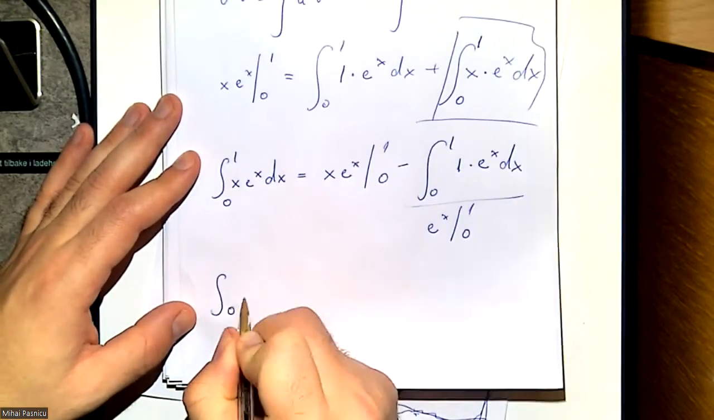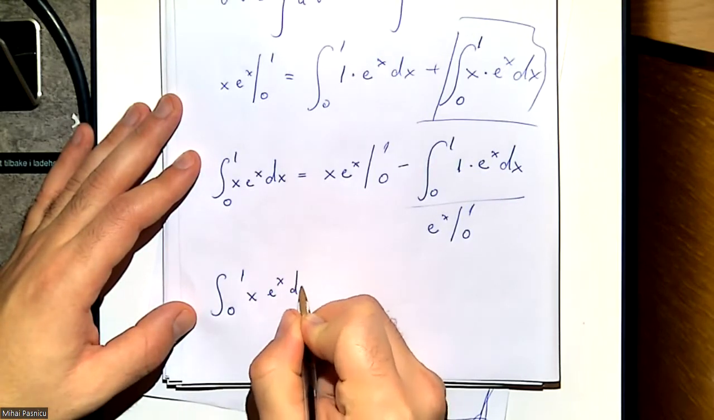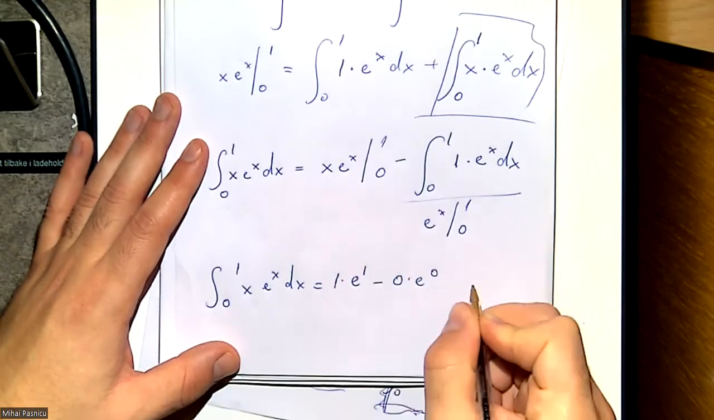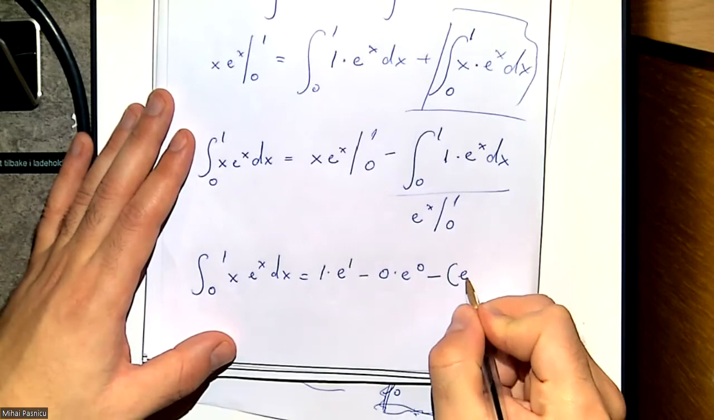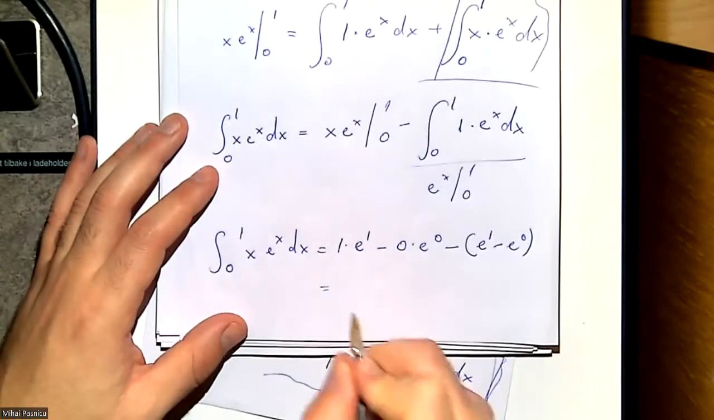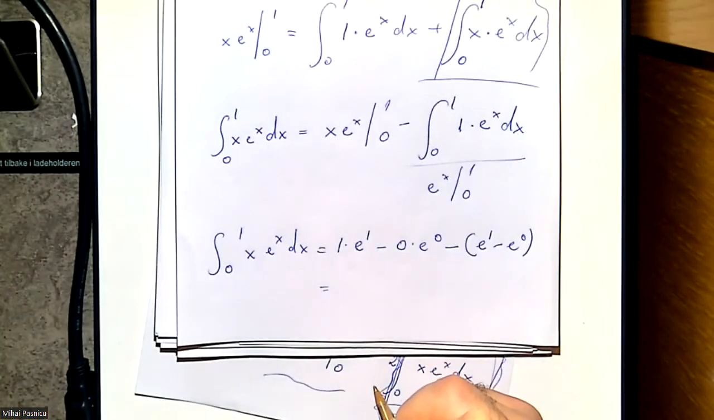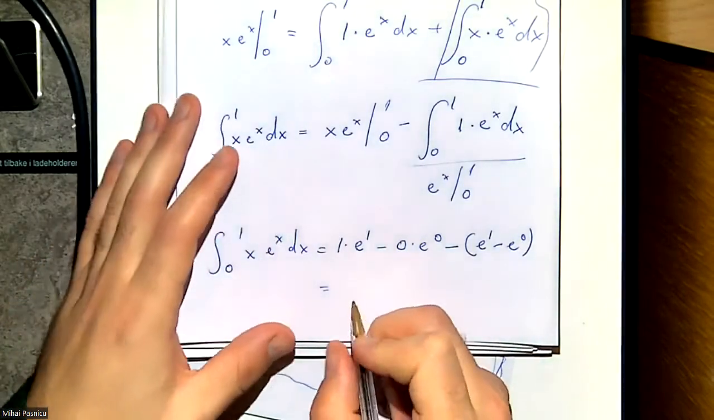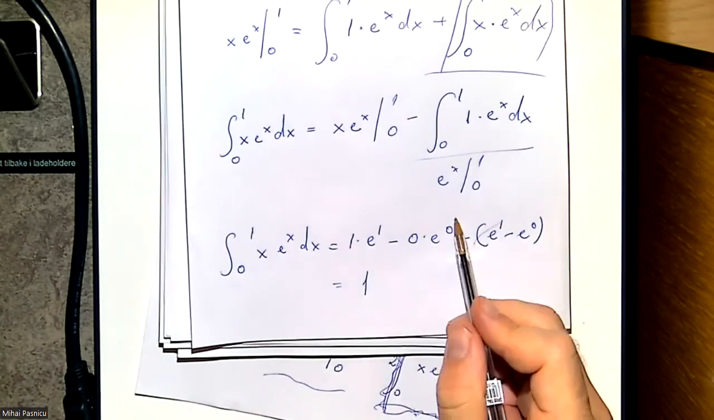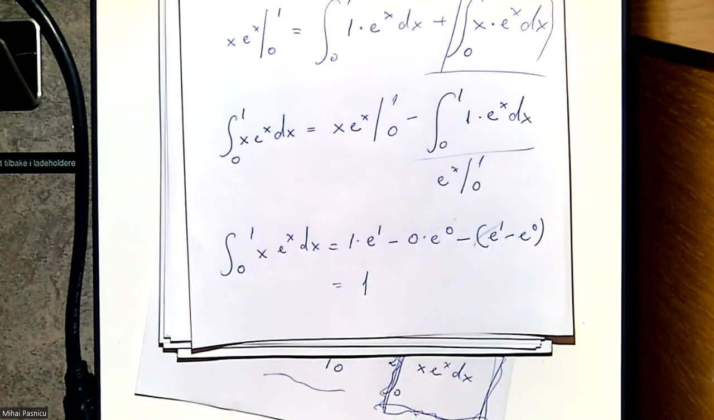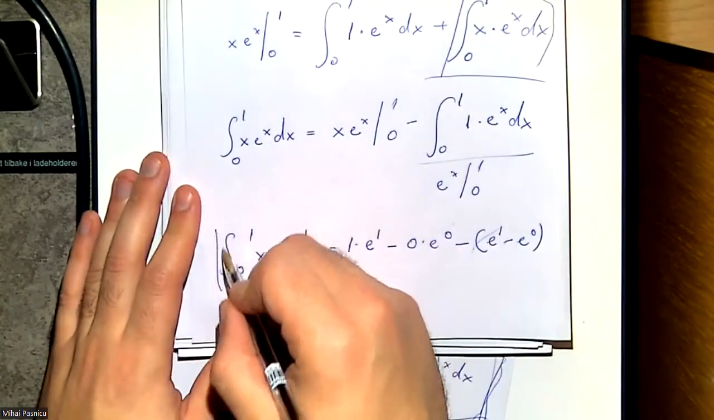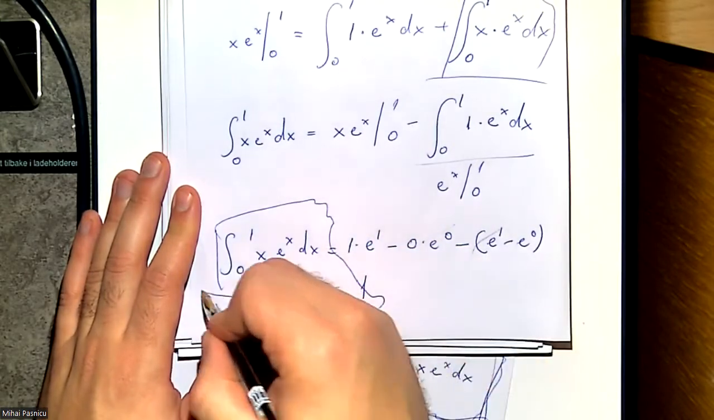So I can write that the integral from 0 to 1 of x e to the x dx is equal to 1 times e to the power of 1, minus 0 times e to the power of 0, minus parentheses, e to the power of 1 minus e to the power of 0. Okay, does this even give me 0? Oh no. Okay, this just gives me 1. Just do the math. This cancels out, this cancels out, this is 0, and this is minus minus, plus 1. Okay, so ignore that, don't stress about it. So I computed that this thing is equal to 1.